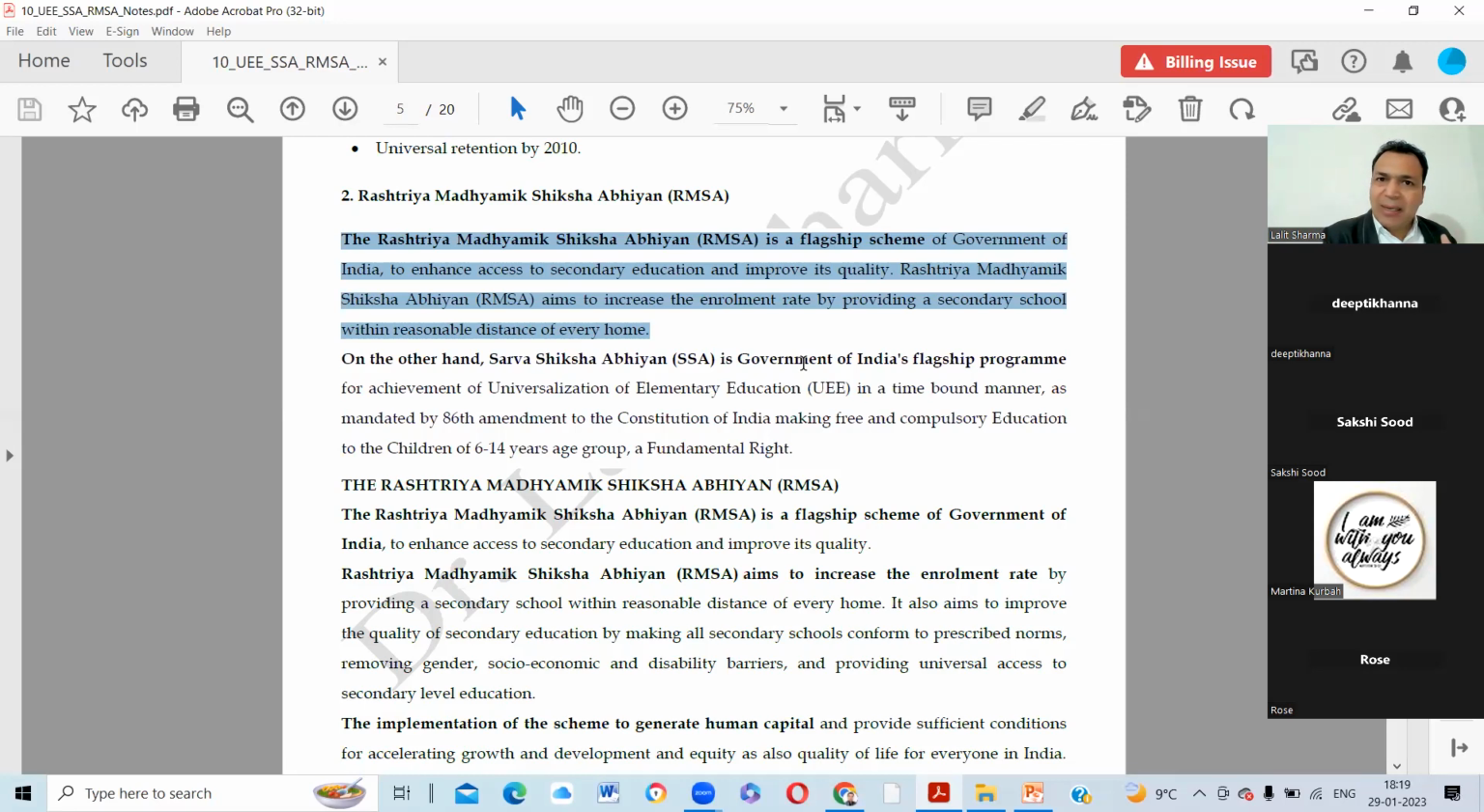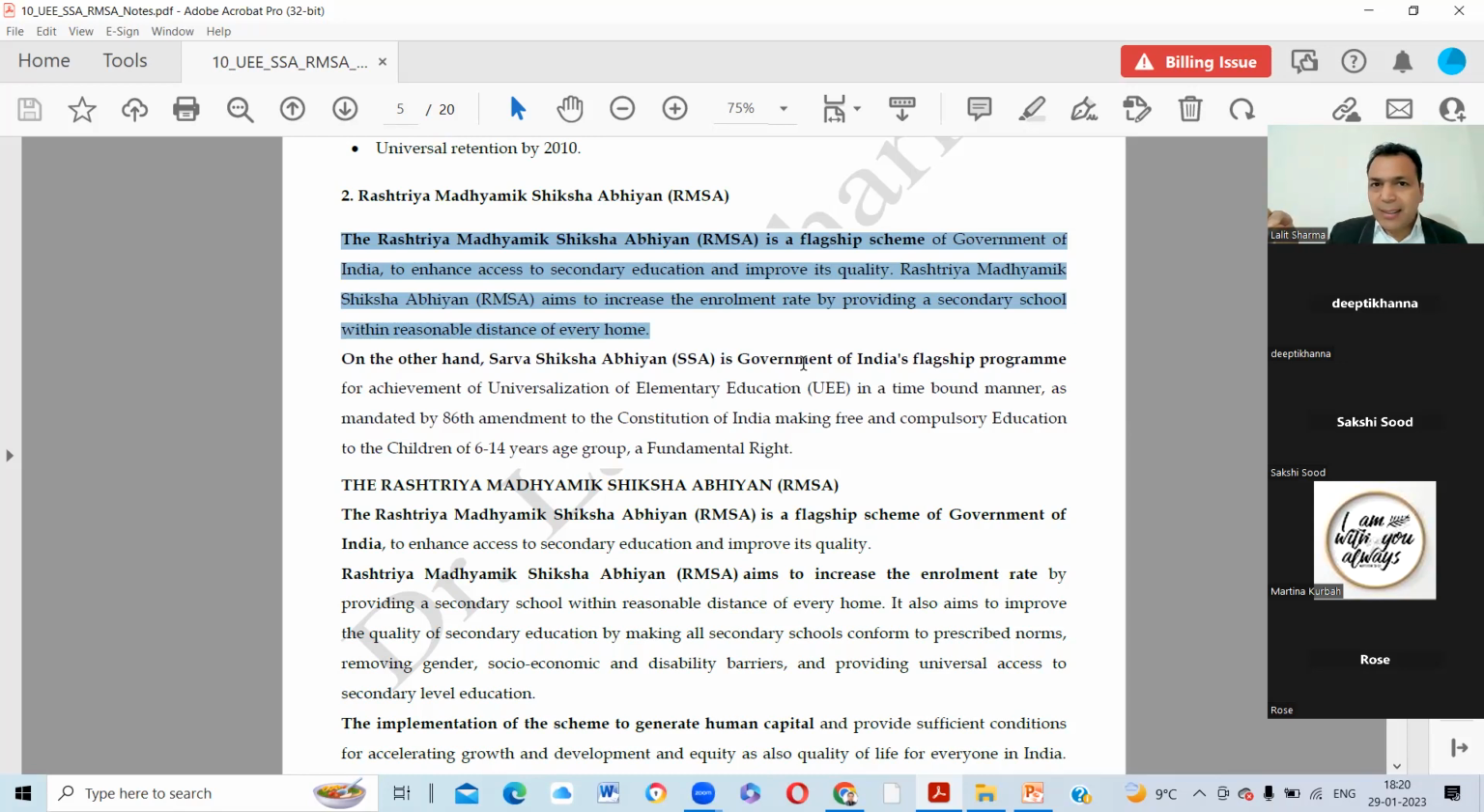Now you have come to know the types of education. One is primary or elementary education, from 1st to 8th class, right? Second is secondary education, from 9th, 10th, +1, +2. Then university education, then higher level of education. Okay, so you should know it. So the RMSA program is connected with secondary education. The SSA program, Sarva Shiksha Abhiyan, is connected with elementary education.